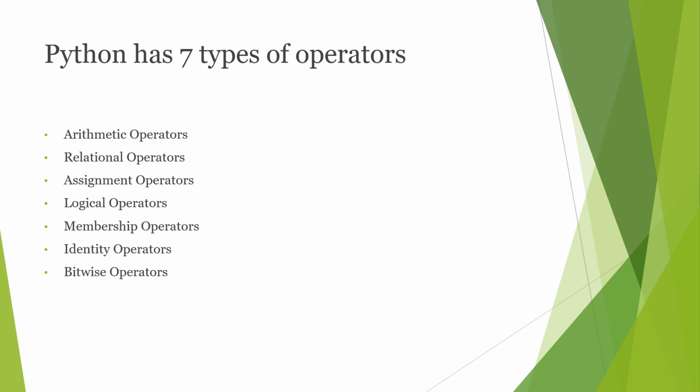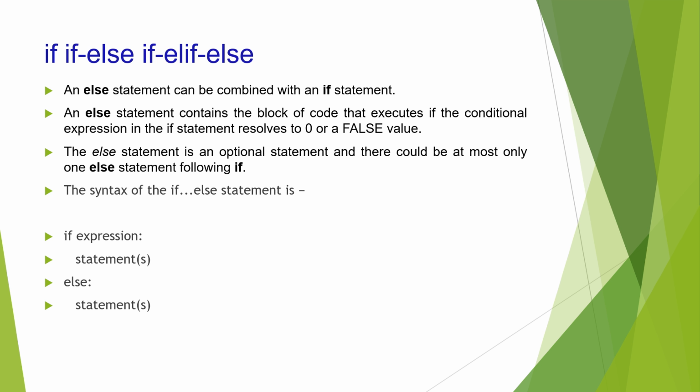Python also has different types of operators, like what we discussed in the beginning. Arithmetic operators like plus, minus, the relational, the assignment, or the equal to, the logical: and, or, not, membership, identity, and bitwise operators. These are the different operators that are part of the Python language.